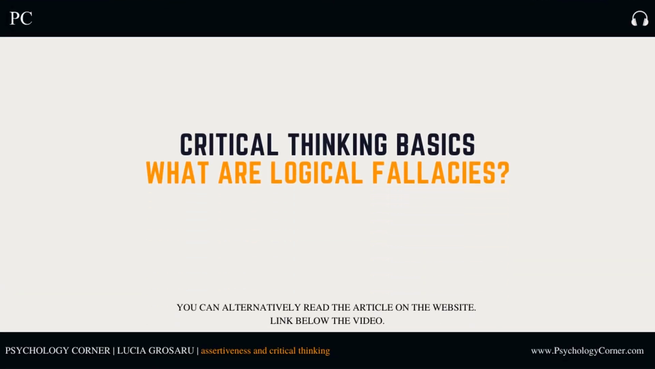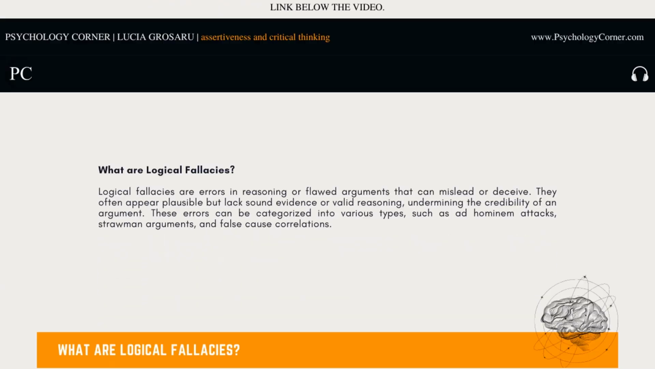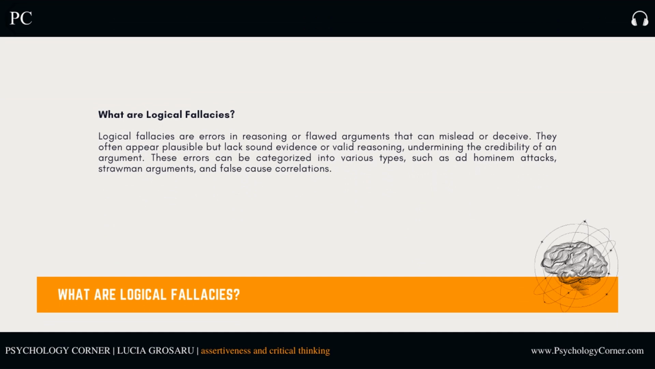What are logical fallacies? Logical fallacies are errors in reasoning or flawed arguments that can mislead or deceive. They often appear plausible but lack sound evidence or valid reasoning, undermining the credibility of an argument. These errors can be categorized into various types, such as ad hominem attacks, strawman arguments, and false cause correlations.